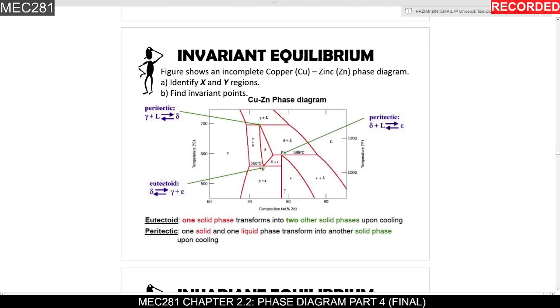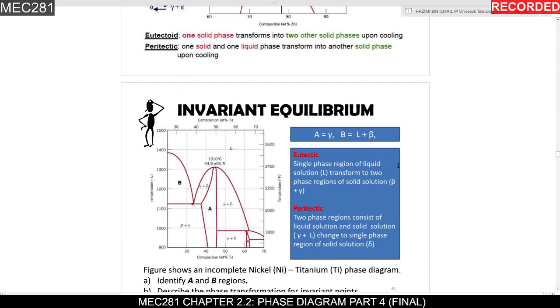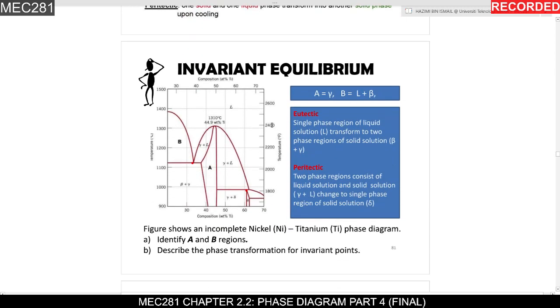I don't think you have this slide, or maybe you have. If you already have this slide in your notes, it shows in detail the explanation for the answers of this question example. Okay, so let's go to the other example here.